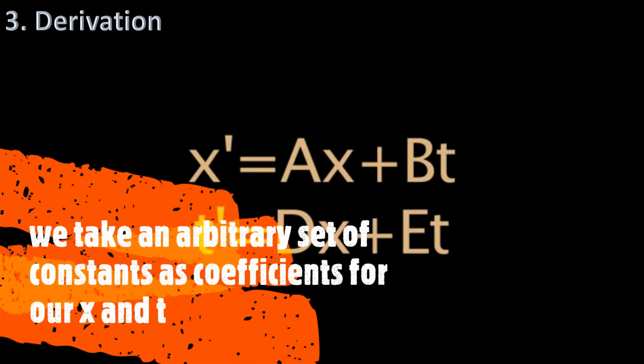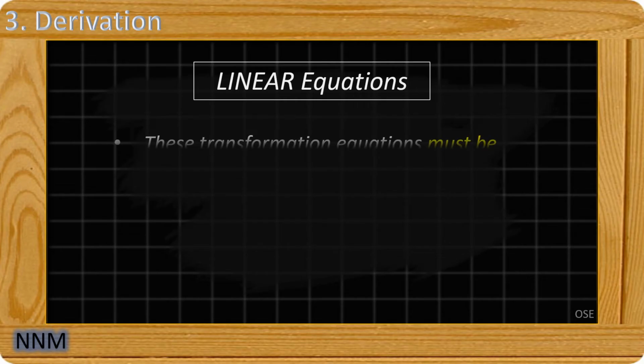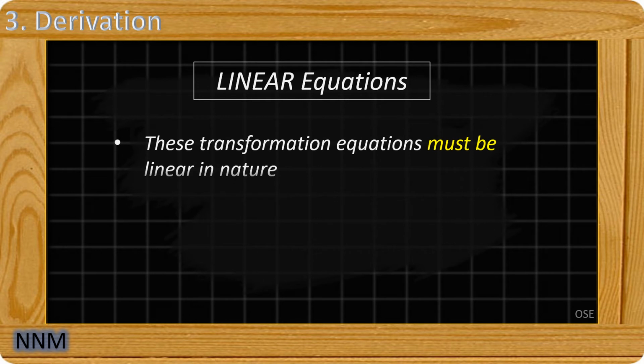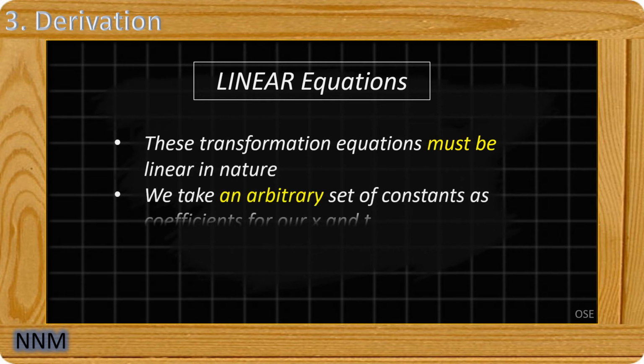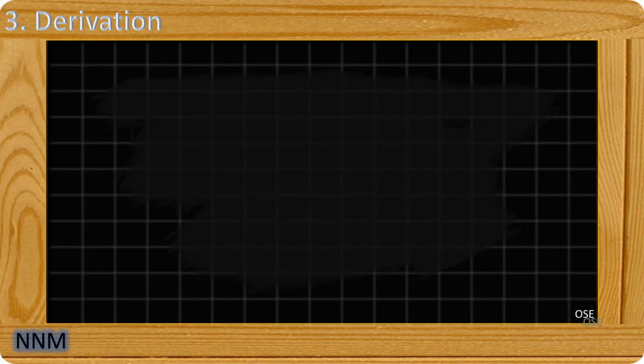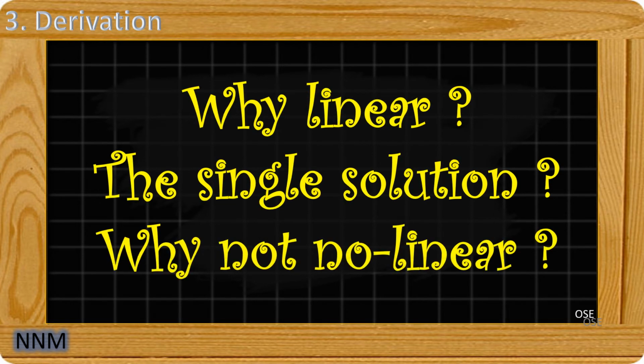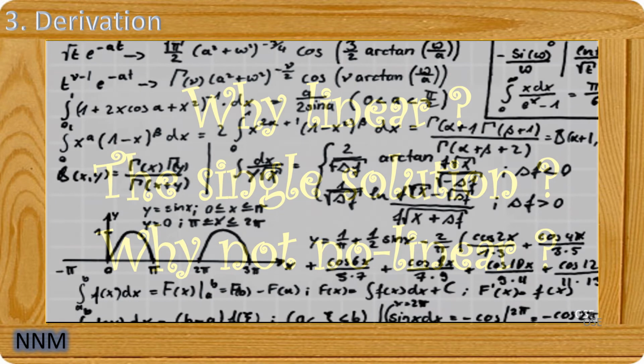For the transformations, we take an arbitrary set of constants as coefficients for our x and t, and through four scenarios we derive what these coefficients have to be. These transformation equations must be linear in nature. We take an arbitrary set of constants as coefficients for our x and t. These are not arguments. Why linear equations? Are they the single solution? Why not nonlinear equations, as for example a hyperbolic tangent, or any other form?